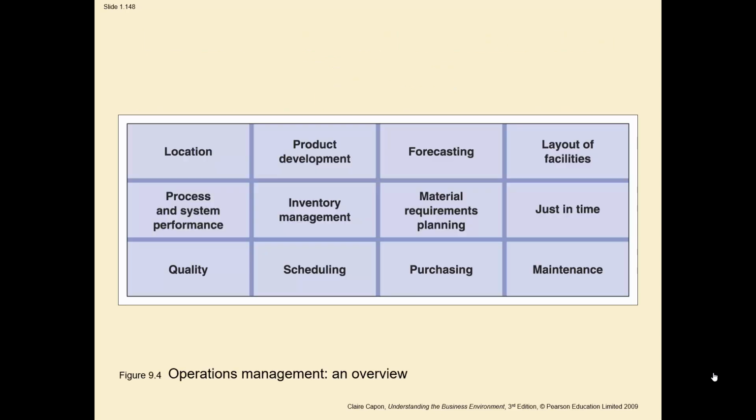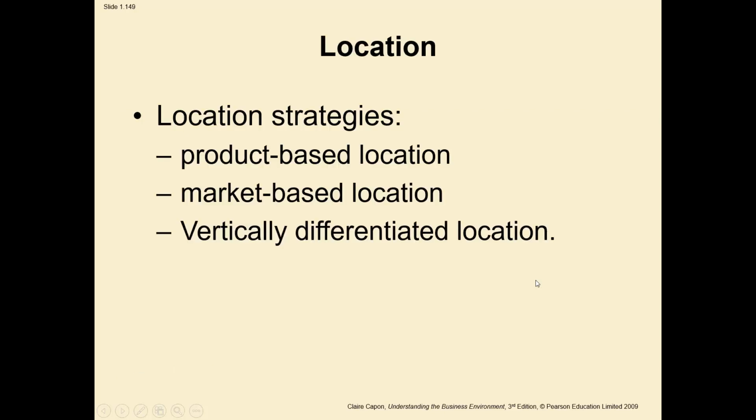Okay, now in terms of operations, you need to look at the location, the process and supply performance, the quality in production and development, inventory management, scheduling and forecasting, material requirement plans and purchasing, and layout of facilities. I'd look at just-in-time management systems and maintenance. So location strategies: product-based location, market-based location, vertical differentiation. So product-based location, you base it around your product.